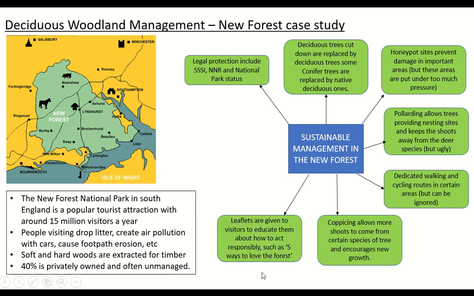Leaflets can be given to people that go there, and they can be picked up in car parks, and there's information boards, etc., to help people act responsibly in areas. There's a leaflet known as 5 Ways to Love the Forest, and this is a good way to educate young children about the importance of looking after the New Forest. There is less forestry work in April to August, which is when nesting birds are present, so they don't get disturbed by any of the logging activity.